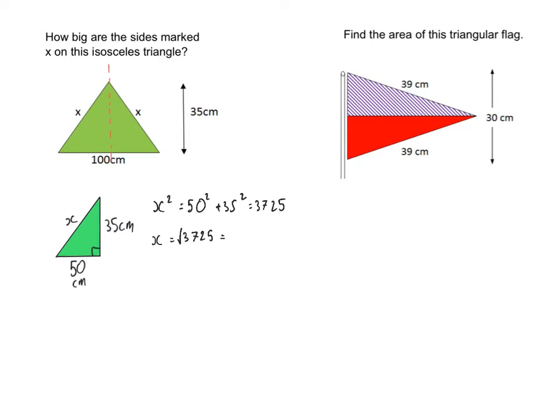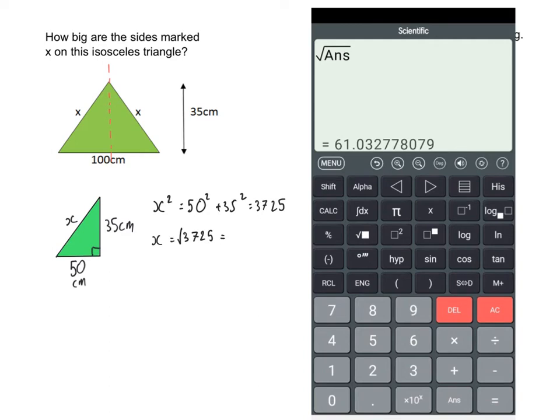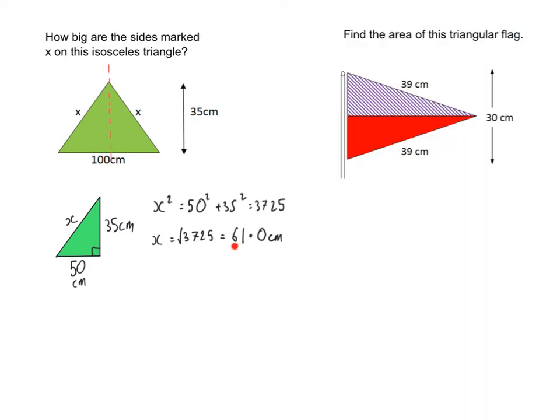So on my calculator I can type square root and use the answer button if I don't want to type all those digits in, and that will give me 61.032. So I'm going to round that to one decimal place, so that'll be 61.0 centimetres. The longest side of this right-angled triangle, 61 being bigger than both of these numbers. And because this is an isosceles triangle, the other side is also this. So both missing sides are 61.0.